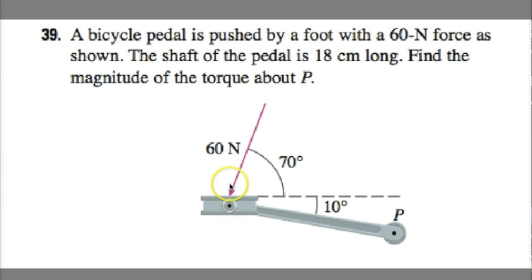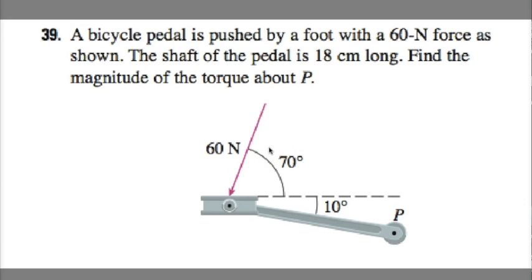And so the 60 Newton force is being applied to the crank arm at an angle of 70 degrees away from the pedal and 80 degrees away from the arm. And that arm is going to be our radius. That's going to be our R. So that R is 18 centimeters long. And so we need to find the torque about P, about this pivot point.